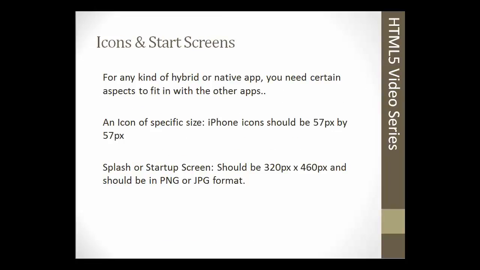So next we have icons and start screens, and when you develop any kind of hybrid or native app, you need to have certain icons and start screens, and they need to be a certain size. For this, the iPhone and Android are a little different. The iPhone icons should be 57 by 57 pixels, and these would be the icons you'd see in the App Store and on the actual device. And then the splash screen or startup screen for the iPhone should be 320 by 460, and it should be in PNG or JPEG format.